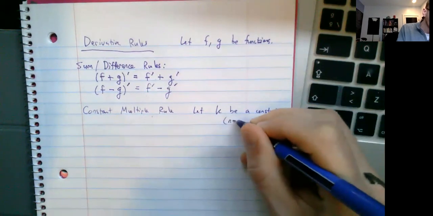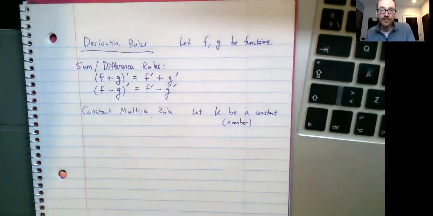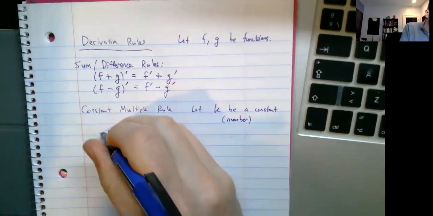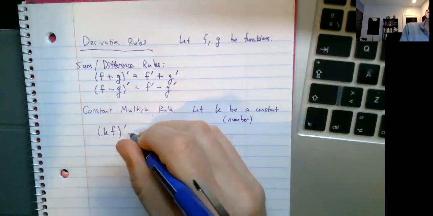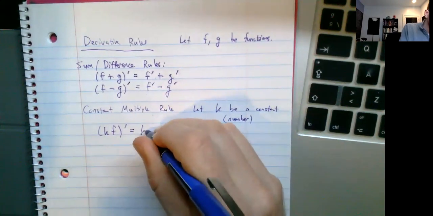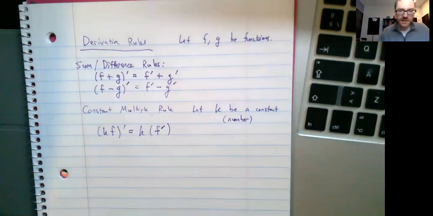Okay, a constant just means a number, like 2 or 3 or 12, as opposed to a function. So here's what the constant multiple rule says. It says the derivative of kf is k times the derivative of f. And that's a little hard to process.